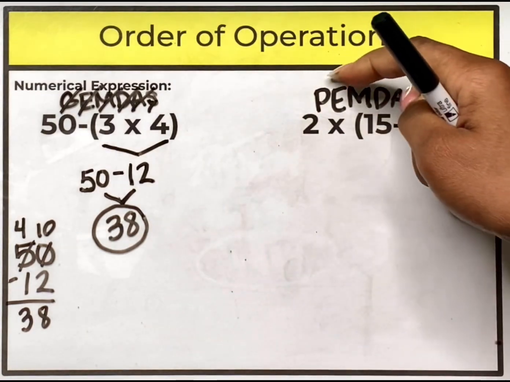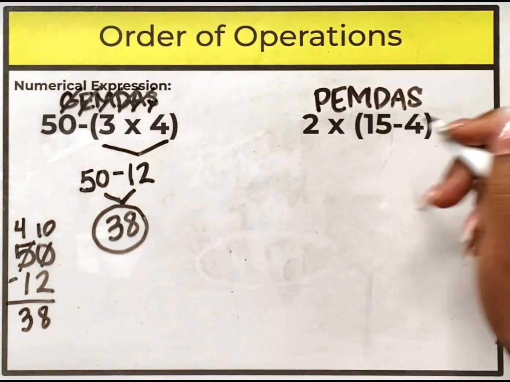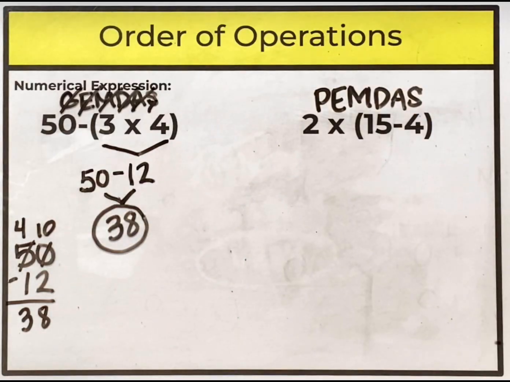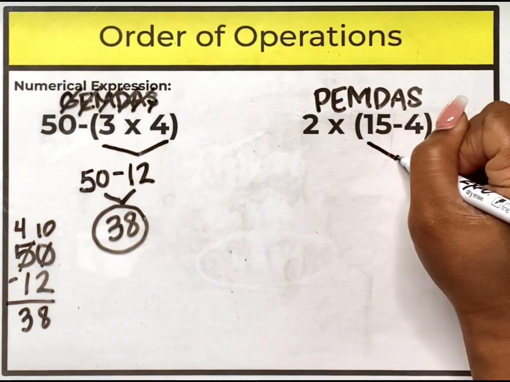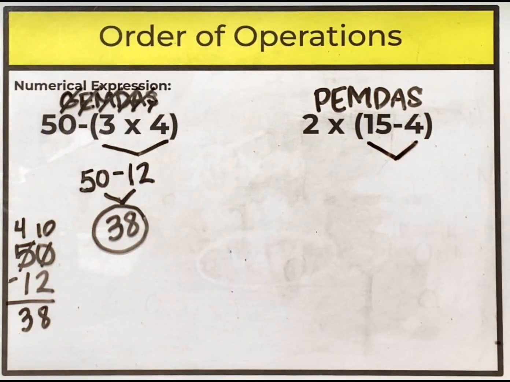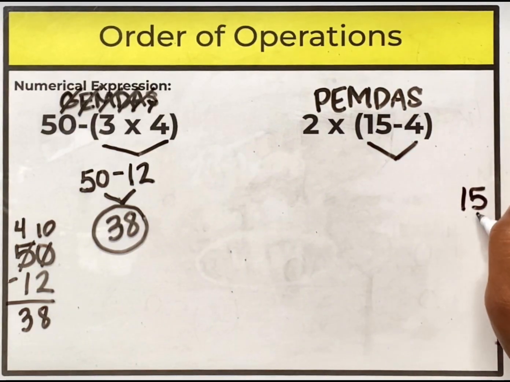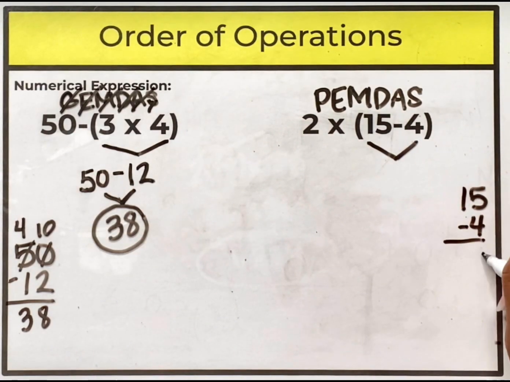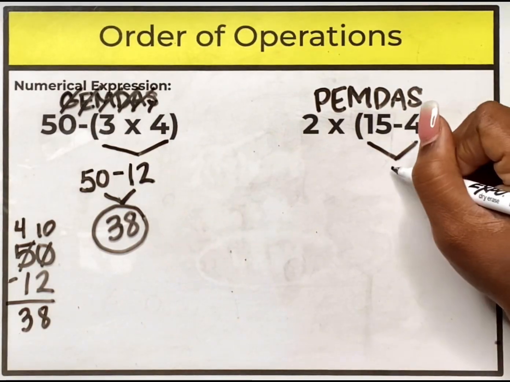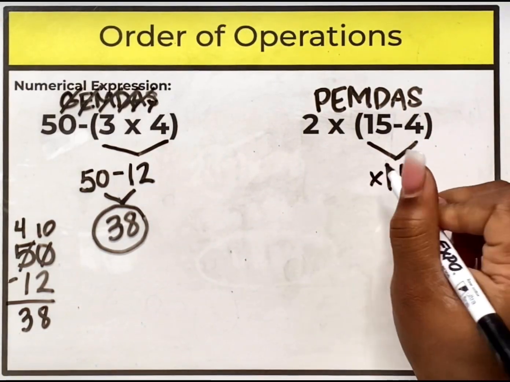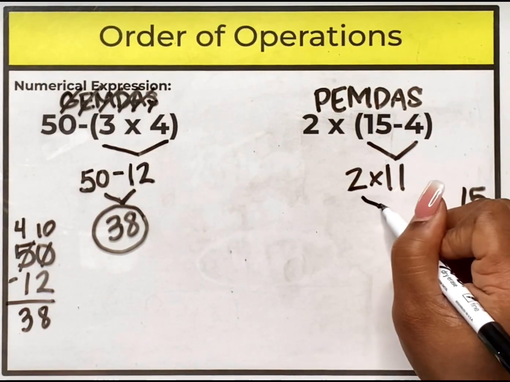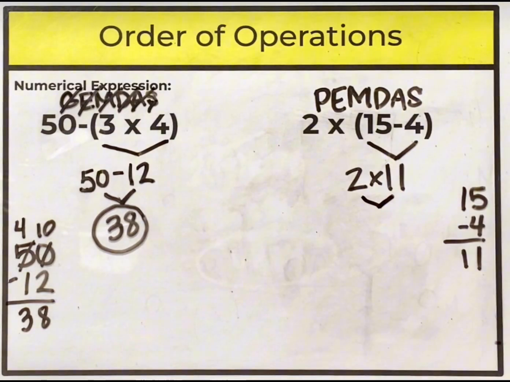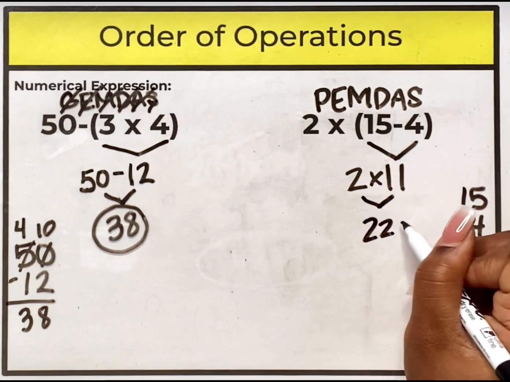Per the order, hopefully you said the P is first. So that means that's what you're going to solve first in the numerical expression. Make your V. 15 minus 4, that's 11. But if you didn't know that mentally, come off to the side and solve it. Then you bring down the rest of the expression. 2 times 11. Make your V. 2 times 11 is 22.